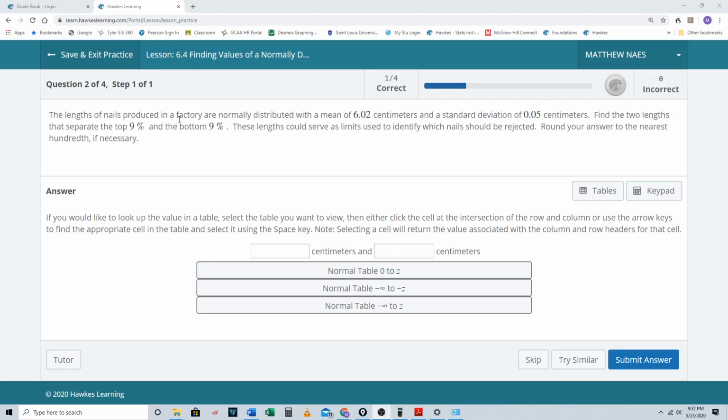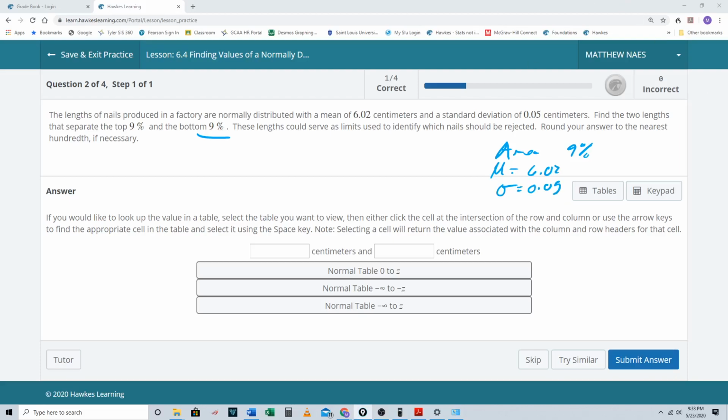So it says the lengths of nails produced in the factory are normally distributed with a mean of 6.02 centimeters and standard deviation of 0.05. Find the 2 lengths that separate the top 9% and the bottom 9%. Now again, we can do bottom 9%. All right. In fact, let's go ahead and do bottom 9%. So area, and I'll show you, we can type in 9%. Okay, we'll type that in. It automatically changed to a decimal. Should be 0.09. And then mu is equal to 6.02, and sigma is 0.05.